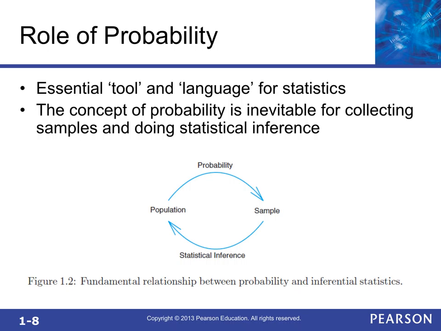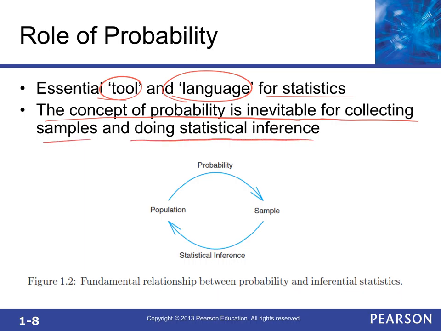In fact, the answer is, probability is an essential tool and language for statistics. If there is no probability theory, there is no statistical analysis. So the concept of probability is inevitable for collecting samples and doing statistical inference. In our case, we always deal with the population and sample, and from population to sample, or from sample to population, we need to do something, and those steps are called the statistical method.